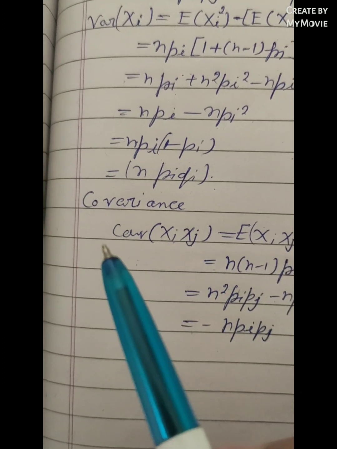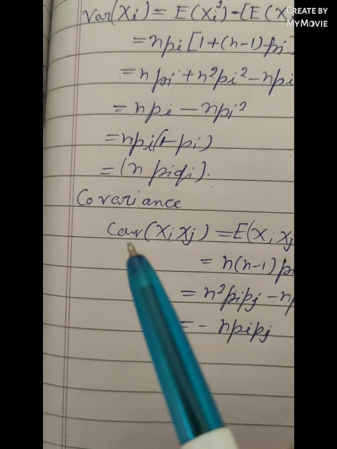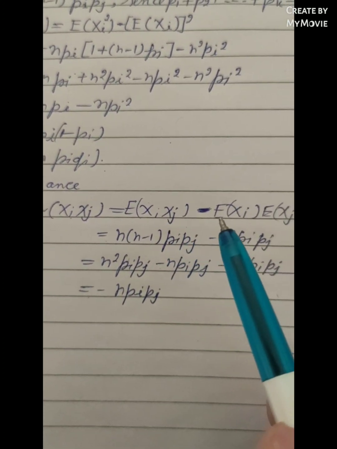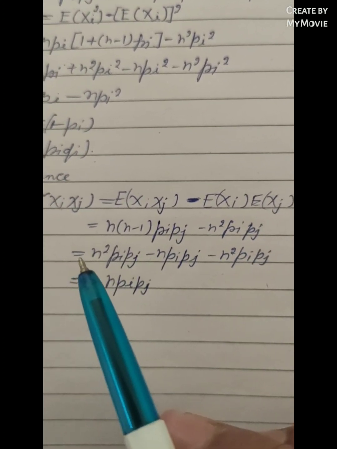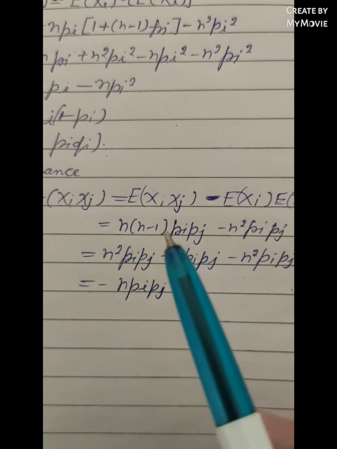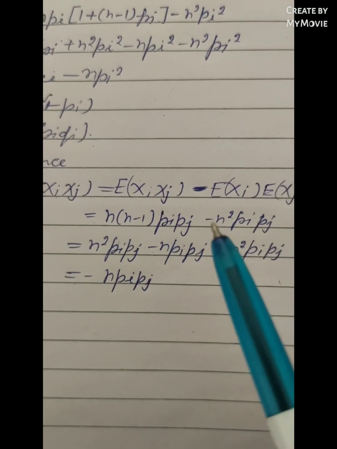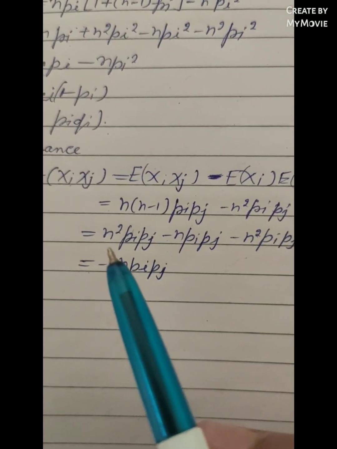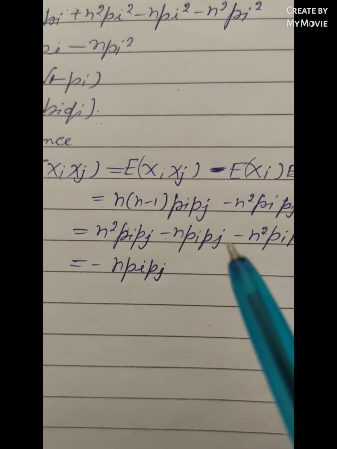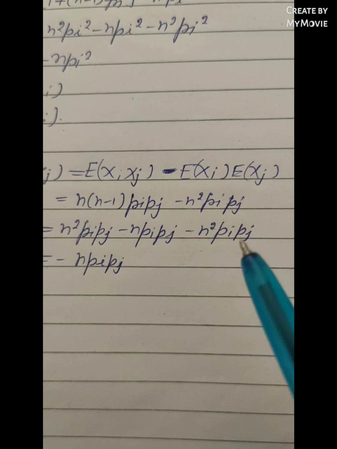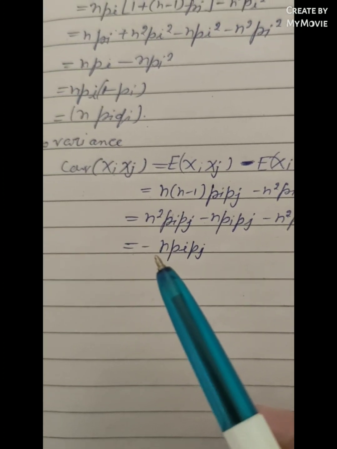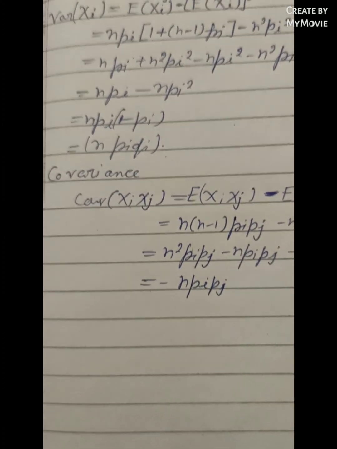Now covariance of Xi, Xj is equal to E(Xi Xj) minus E(Xi) E(Xj), which is equal to n into (n minus 1) pi pj minus n square pi pj, which equals n square pi pj minus n pi pj minus n square pi pj, which is equal to minus n pi pj.